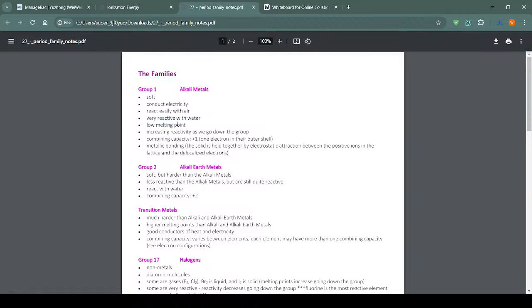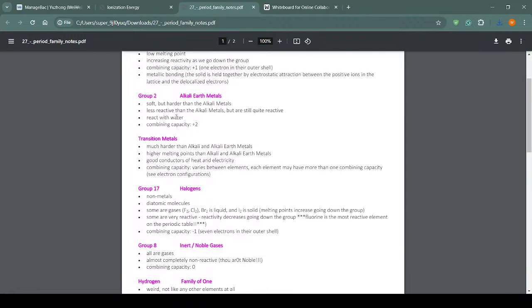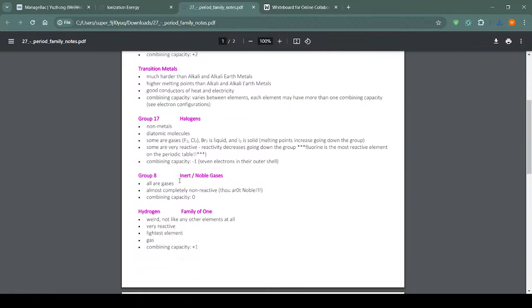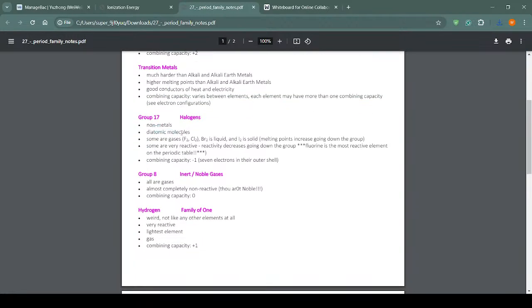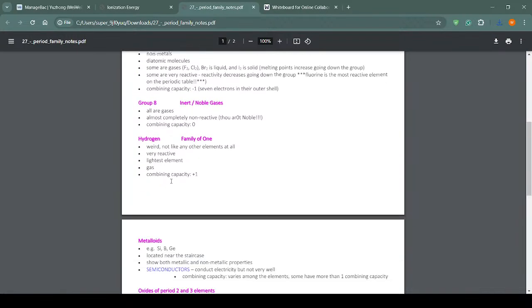Increasing reactivity, low melting point, very reactive with water, react easily with air, soft but harder than less reactive, react with water. Much harder, higher melting points, good conductors. Non-metals, diatomic molecules, some are gases. Some are very reactive. Reactivity decreases. Right, because it's the most electronegative. Hydrogen, very reactive.